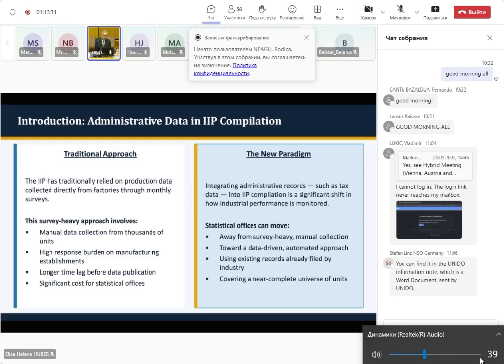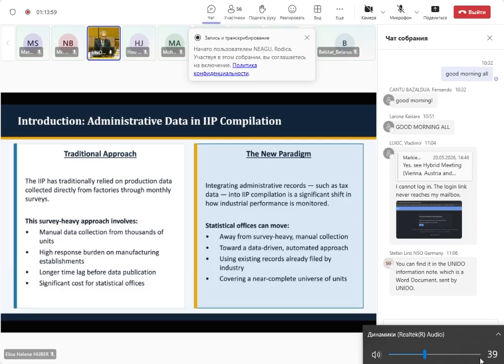So I'm not sure what are the other country experiences on use of, say, text data for IIP purposes. Statistical offices, as I mentioned, if we have this kind of data available, for example, for IIP, can certainly move away from survey-heavy manual data collections and move towards a data-driven automated approach, because text data is live and easily usable.